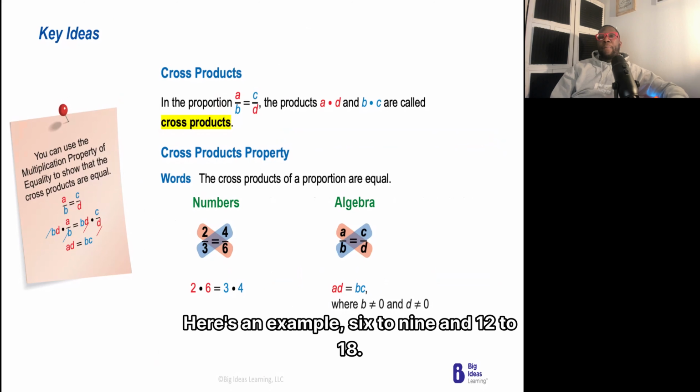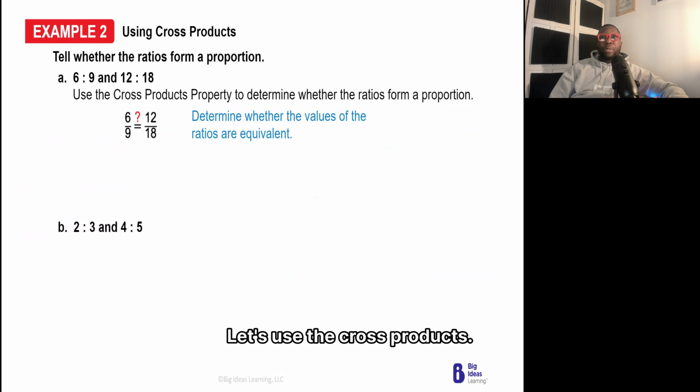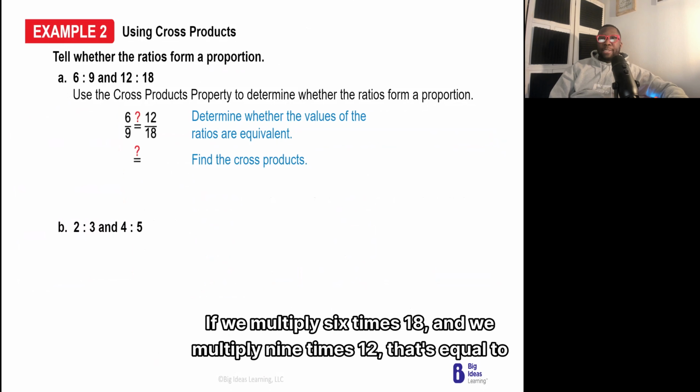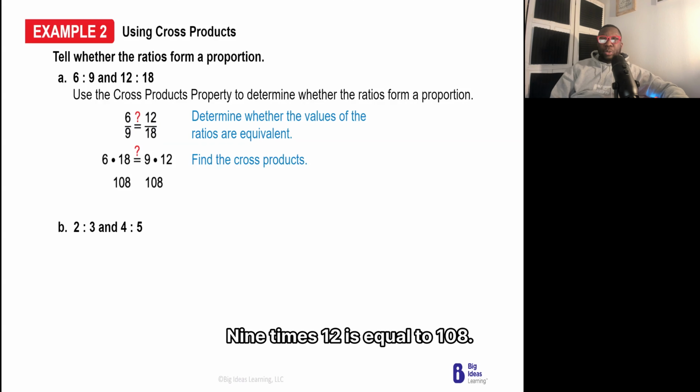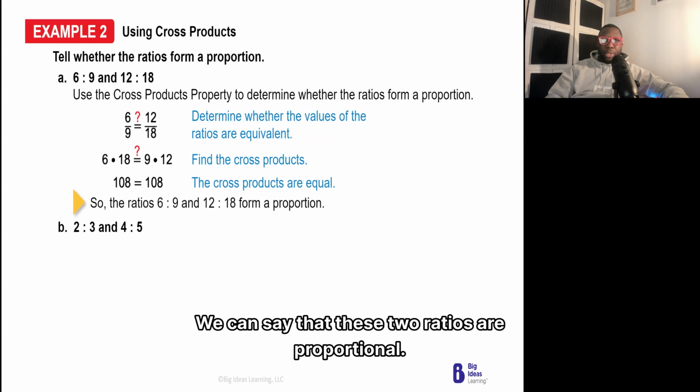Here's an example. 6 to 9 and 12 to 18. Let's use cross products. If we multiply 6 times 18 and we multiply 9 times 12, that's equal to 108. 9 times 12 is equal to 108. Because those two are equal, the cross products are equal, we can say that these two ratios are proportional.